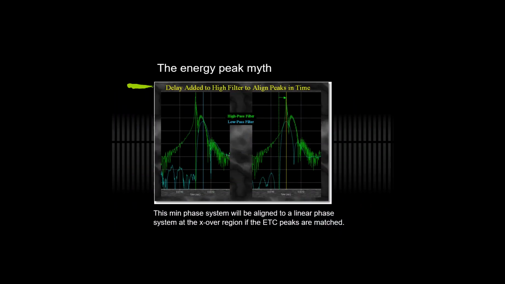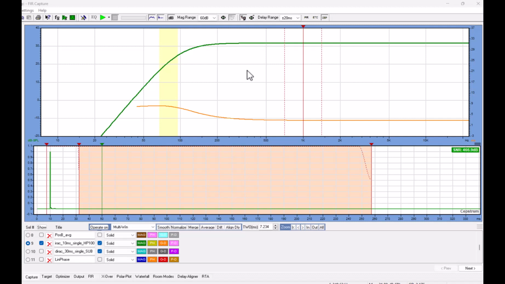This method is found in other measurement systems, tutorials and help files. And the method is damn wrong. It aligns the tops to subs with its energy peaks. And here I'm gonna show you why.